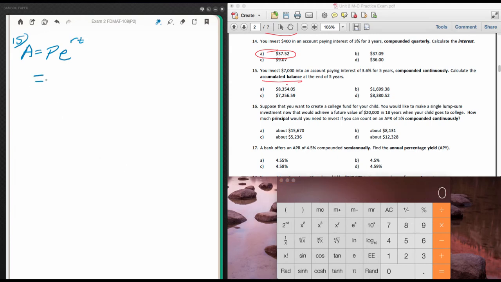So let's go ahead and put in our formula. Principal is 7,000. E, now remember that's a number, 2.718. R, which in this case is 3.6, so 0.036, times t, the number of years, which is 5 years in this case, so we'll multiply that by 5. 0.036 times 5 is 0.18, so e raised to the value of 0.18.